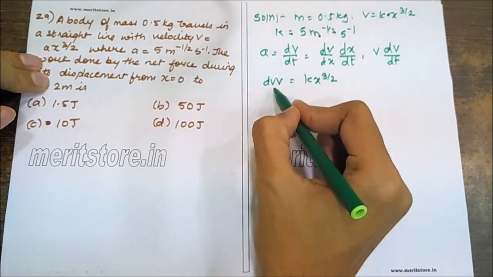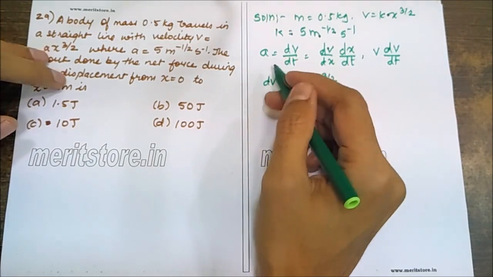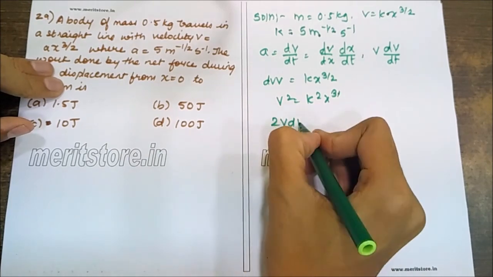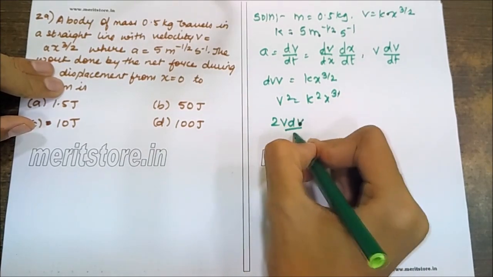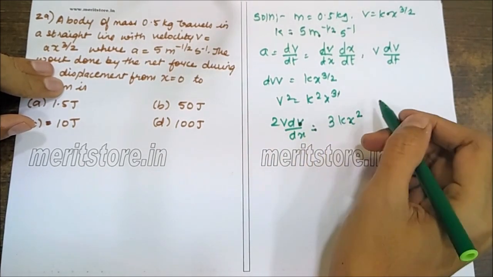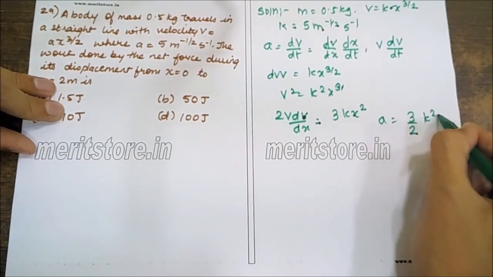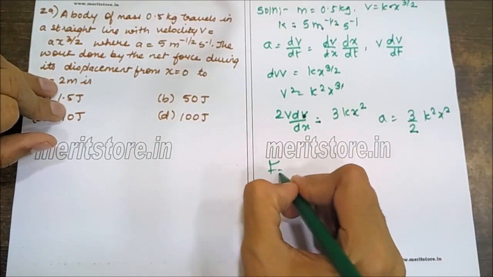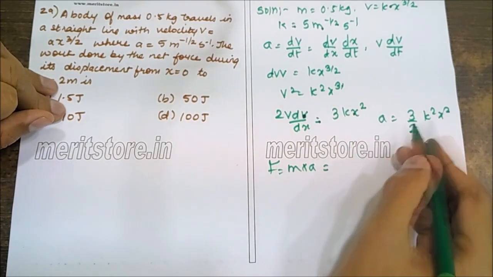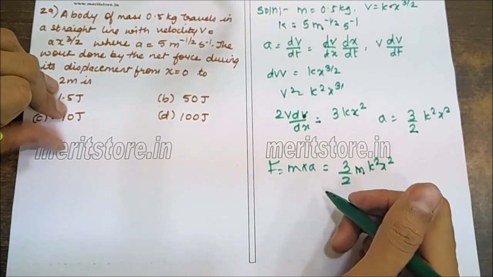So squaring this equation, v square is equal to k square x raised to 3. Okay, differentiating both sides with respect to x, we get 2v dv by dx equals 3 k square x square. So acceleration is equal to 3 by 2 times k square x square. Now force is equal to mass into acceleration, so force becomes m into 3 by 2 k square x square. So we got the force, which is equal to this.